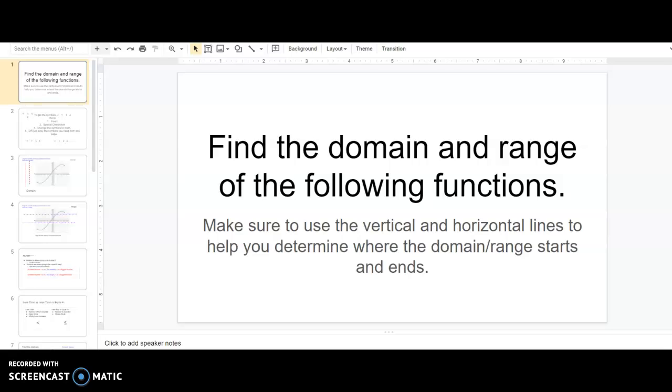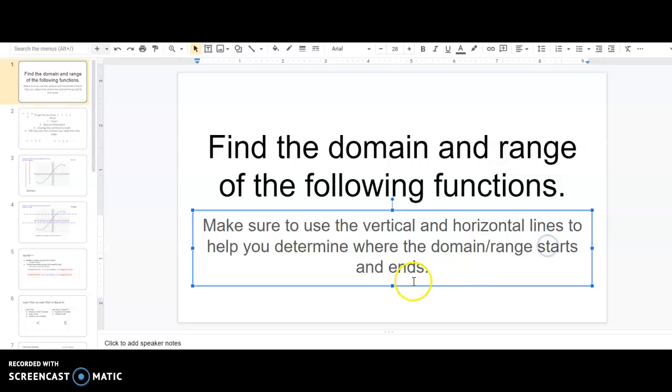Hello guys, today we're going to be doing domain and range of the following functions. We're going to focus particularly on functions that are graphed. So this is finding domain and range of functions that are graphed. A strategy that I like to use is to use vertical and horizontal lines that help us determine where the domain and range start and end.